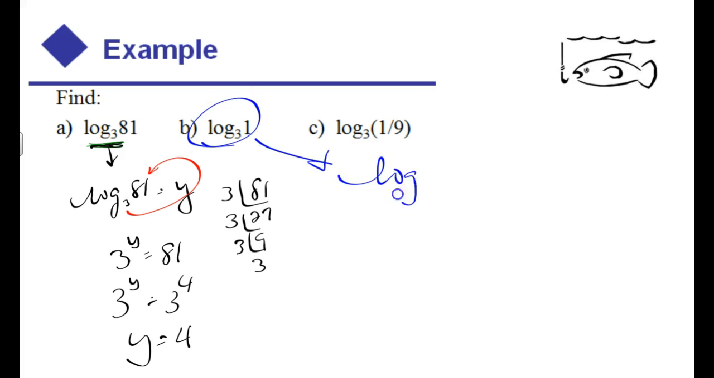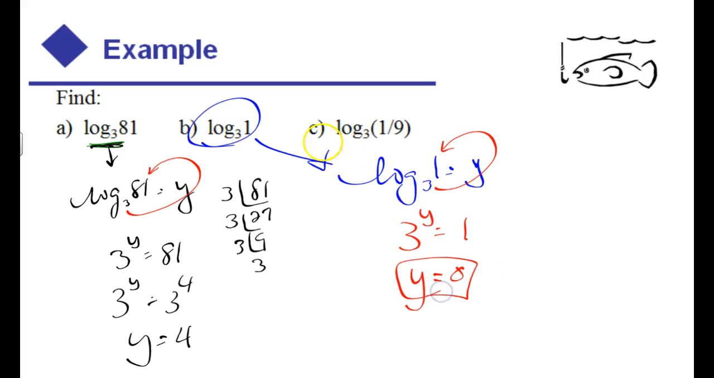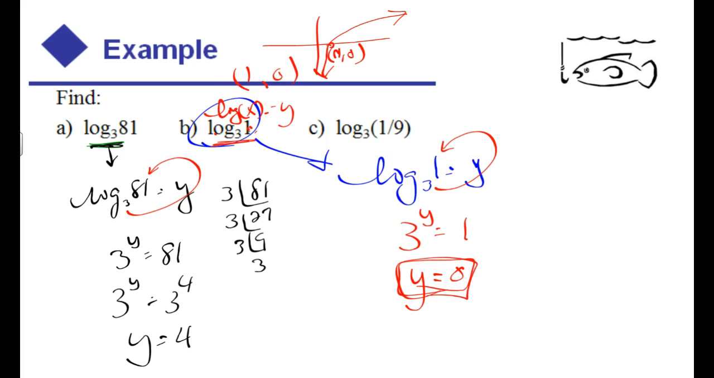We'll try the same thing for this guy. If I just set this log function equal to y and try the fishhook, 3 to the y equals 1. Oh, I know 3 to the 0 equals 1. So this answer must be 0. And we know that anyways, because all log functions go through the point 1, 0. So the log of x equals y. Well, if x is 1, y is 0. That's a point on all log functions.